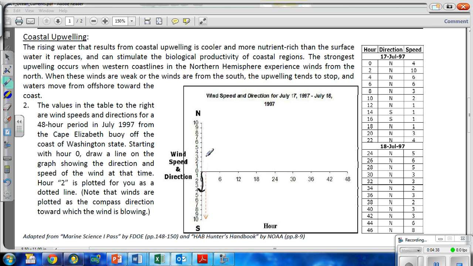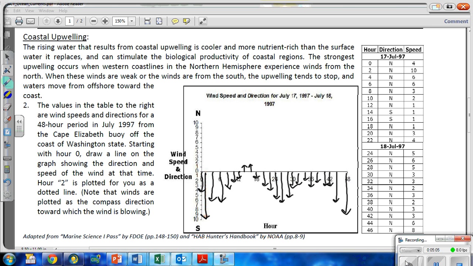Notice at hour 2, it's going south from the north at 10. So you're going to keep doing this. At 4 hours, it was from the north, heading south at 6. You'll have to excuse my arrows aren't very straight, but I'll do the best I can here. Okay, so I'm going to pause the video and I'll come back and show you exactly what it should look like when it's finished.